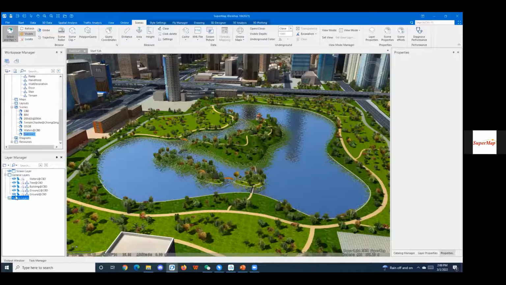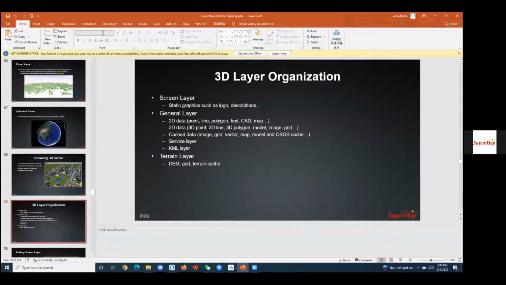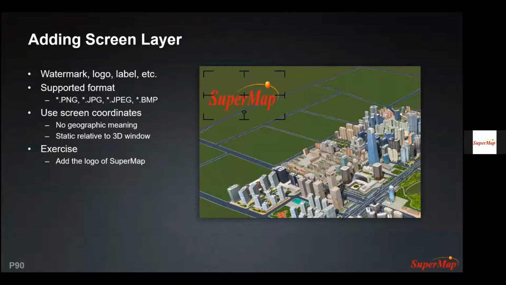Okay, let's continue. All right, so now we're going to show you how to add a screen layer. Screen layers, as mentioned, can add a watermark, logo, label, etc. The supported formats are PNG, JPEG, BMP, and other image formats. And it uses screen coordinates. It means that it has no geographic meaning because it uses the 3D screen coordinates, and it is static relative to our 3D window. For example, here we have an exercise to add the logo of SuperMap.